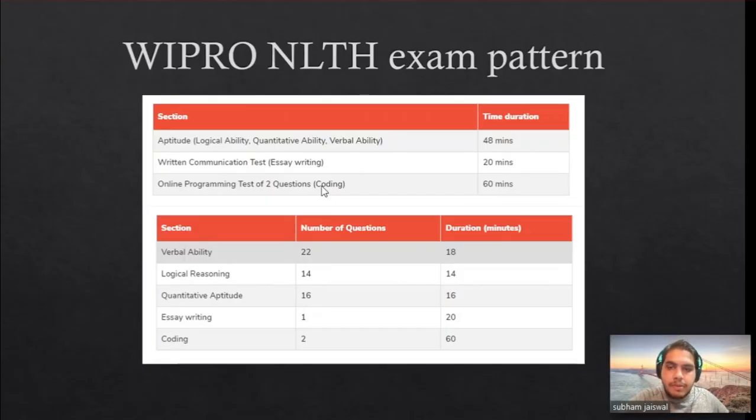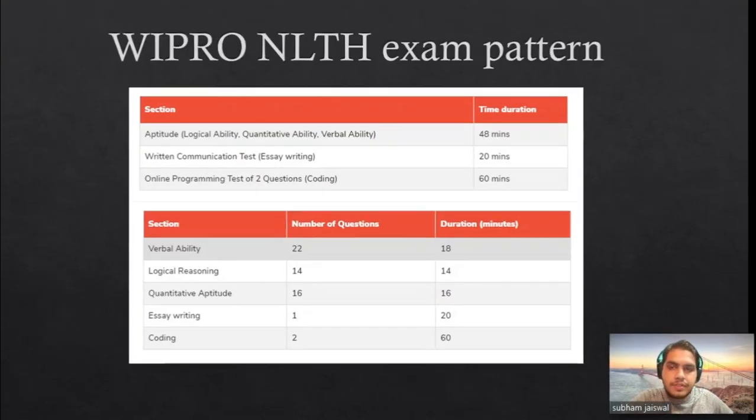So the pattern of the paper is something like this. There will be three sections. One is aptitude, the other one is communication, and the third one is programming. In aptitude we have three subsections: verbal ability, logical reasoning, and quantitative aptitude. And in written communication we have to write one essay which will not be manually checked, it will be checked by an algorithm, and then there will be two easy coding questions. So this is the overall format. Let's discuss how to prepare for these sections one by one.